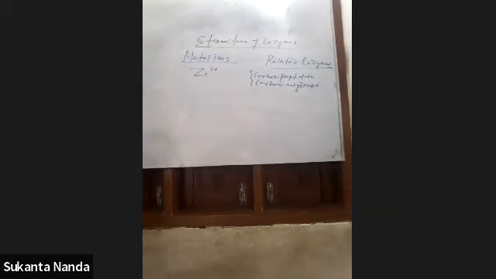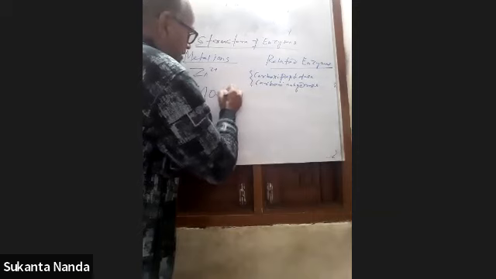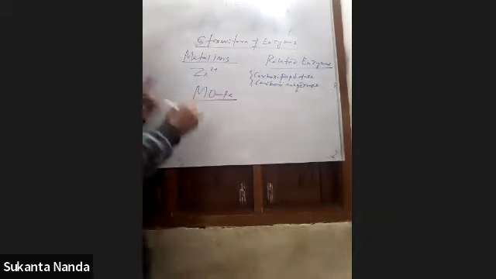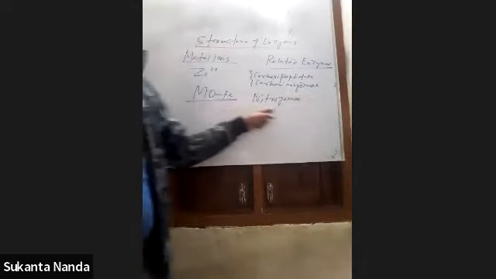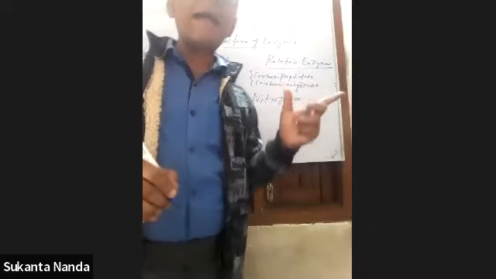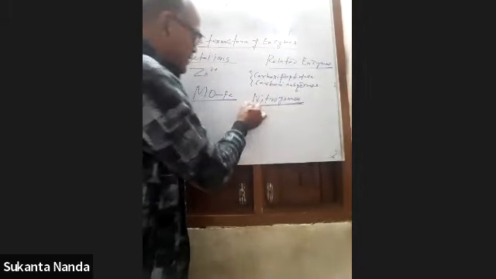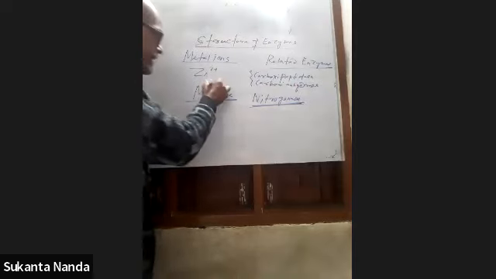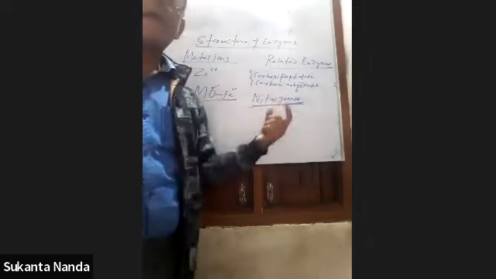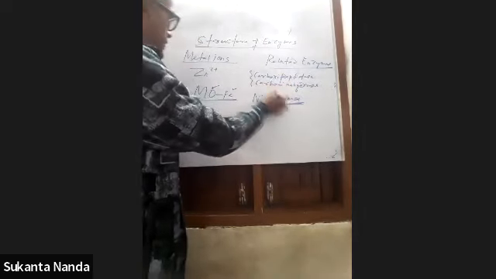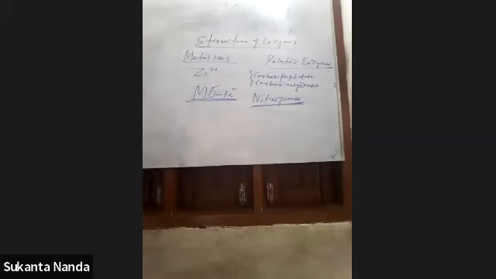Then we'll have to know about molybdenum, that is Mo, and iron, Fe. Both Mo and Fe are required by nitrogenase. You know that this enzyme plays a pivotal role in nitrogen fixation. In nitrogen fixation, which enzyme plays the pivotal role? Nitrogenase. So nitrogenase depends upon Mo and Fe, molybdenum as well as iron, for carrying out nitrogen fixation. One is molybdenum, another one is iron. It is very important, students, that we must remember.